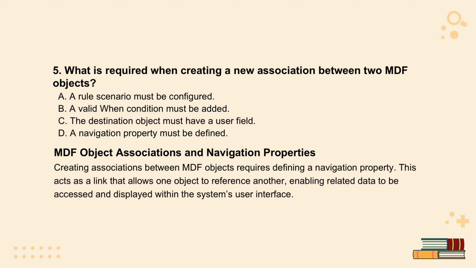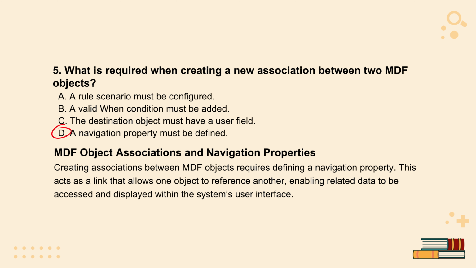Now, when you want to link two of these MDF objects together, say connect a project object to a team object, you absolutely must define something called a navigation property. This navigation property is essentially the pathway. It's like telling the system exactly how to find the related information between those two separate blocks of data. It's really essential for building out a comprehensive data model. And it even affects how the user interface looks, making sure related info shows up together smoothly. Got it. So it's the invisible link connecting different data points.